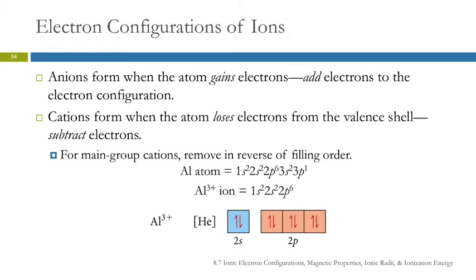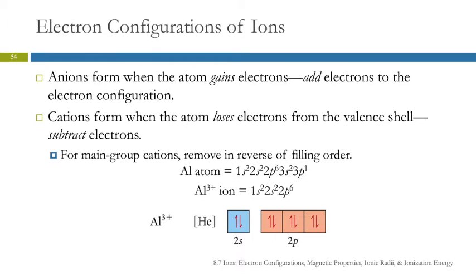Okay, electron configurations of ions. We looked at this a smidge. So anions form when atoms gain electrons, and so what we're doing is adding electrons to the electron configuration. That's not too hard. Cations form when the atom loses electrons, so we have to subtract electrons from the electron configuration of the atom. When you're removing electrons, we have to know which electrons to remove.